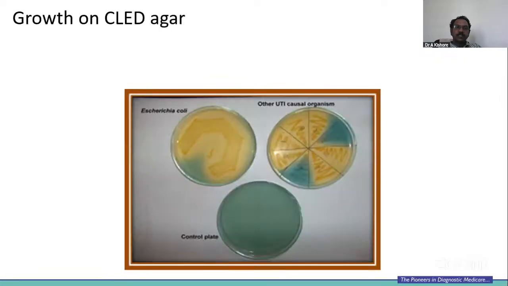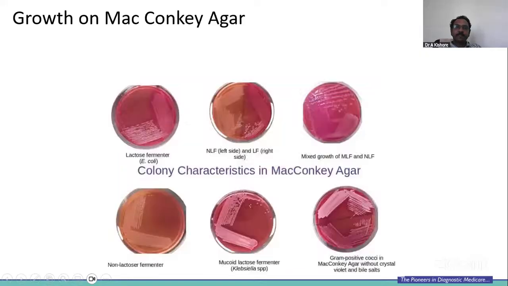And once the sample is inoculated in the CLED agar, lactose fermenting or acid forming colonies are seen as yellow colored colonies, whereas non-lactose fermenting colonies, where no acid is formed, are seen as pale colored colonies. So this is the normal control plate, and these are Escherichia coli and non-Escherichia, so multiple organisms that are being seen in case of Klebsiella.